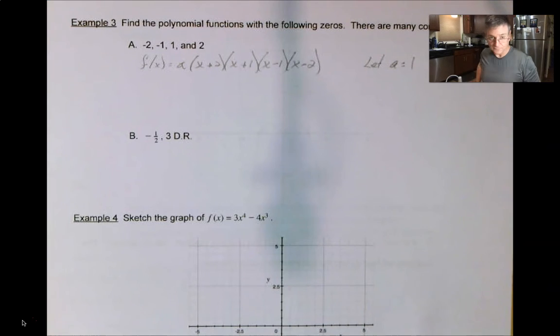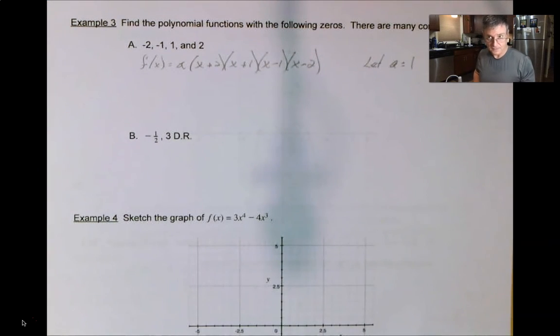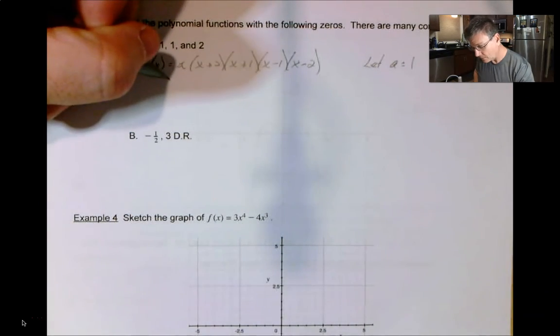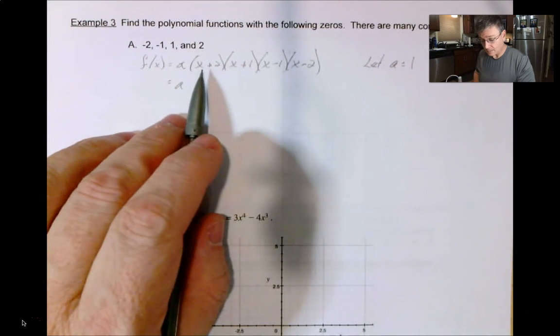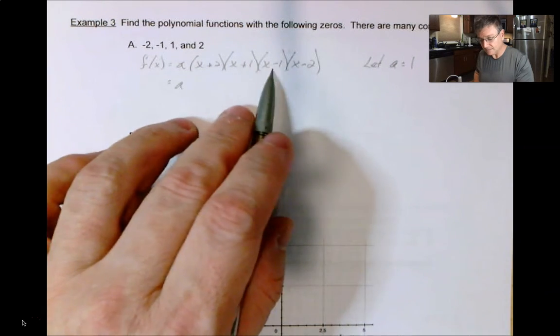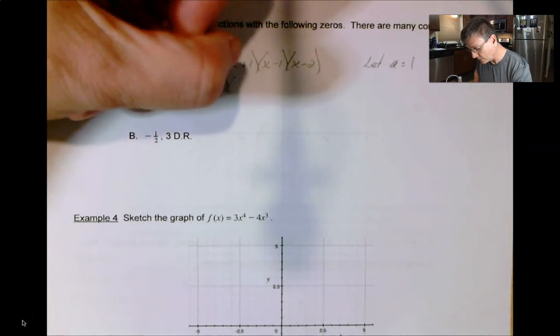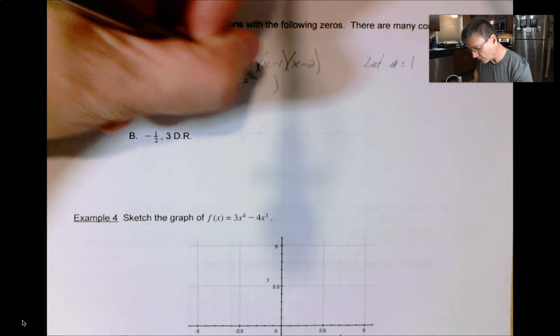There will be other problems in the future where we'll be able to find the a value. I'll tell you what the f of 3 equals 4 or something random like that, and we'll be able to calculate the a value. But for now, I'm just going to say a equals 1, or you can leave it as a. X plus 2 times x minus 2 and x plus 1 times x minus 1 are easier to do together. So we have x squared minus 4, x squared minus 1.